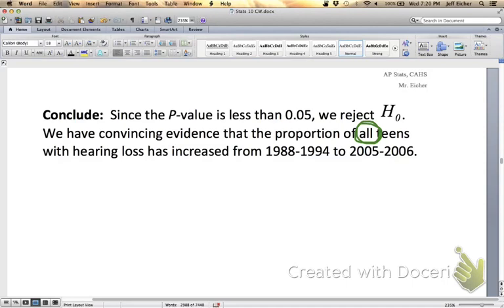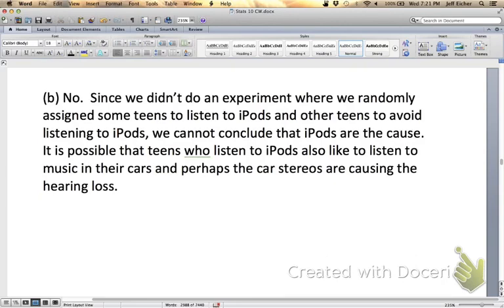However, since it was not an experiment, and it did not have random assignment of subjects to treatments, or treatments to subjects, we cannot infer cause and effect. We cannot say it is Apple's fault. It's possible that teens who listen to iPods are also more likely to listen to music in their cars. Perhaps the car stereo is the cause of hearing loss. So only with experiments can we infer cause and effect.